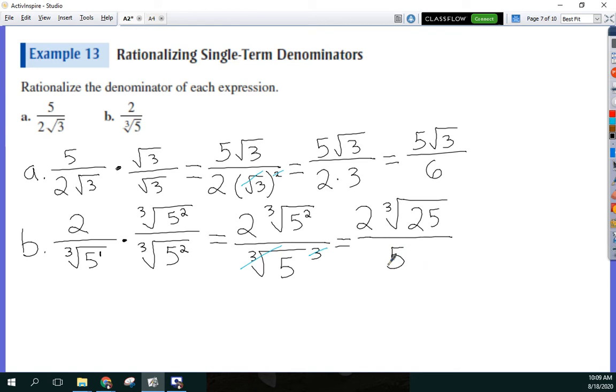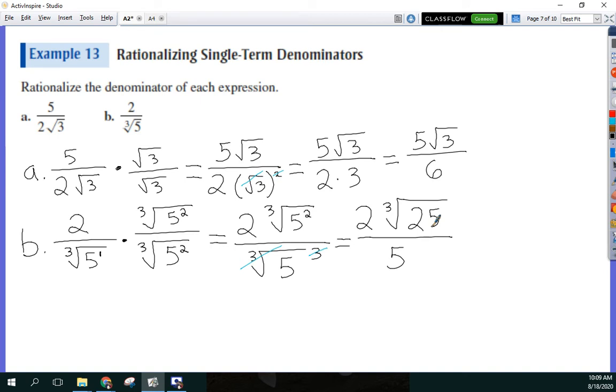Again, we check our numbers. We have 2/5. That does not reduce. I look at 25. I know that that's 5 times 5, so I don't have any groups of 3, so we can't reduce that radical on top either.